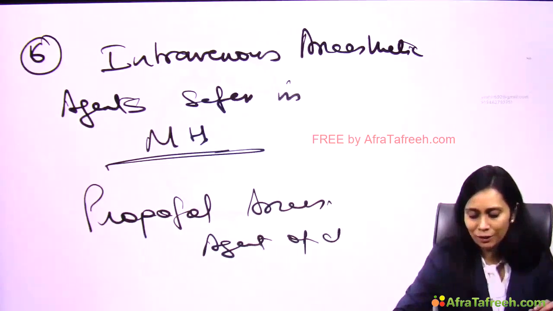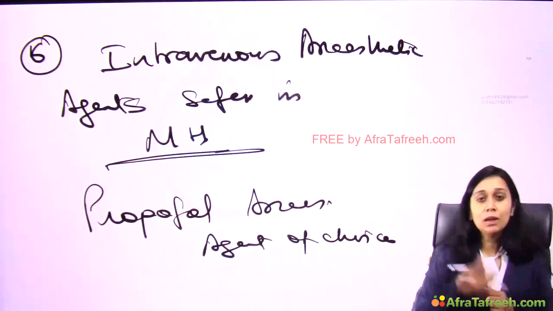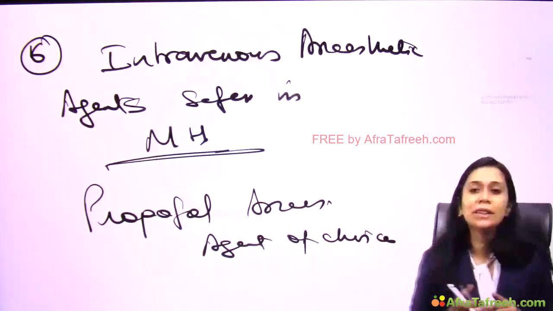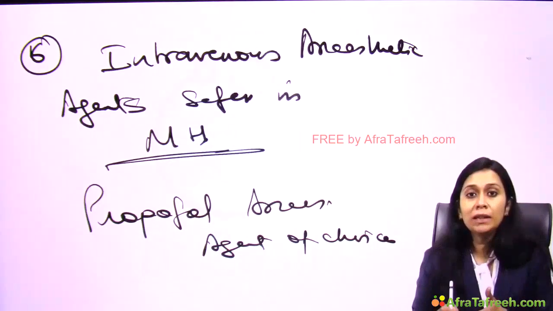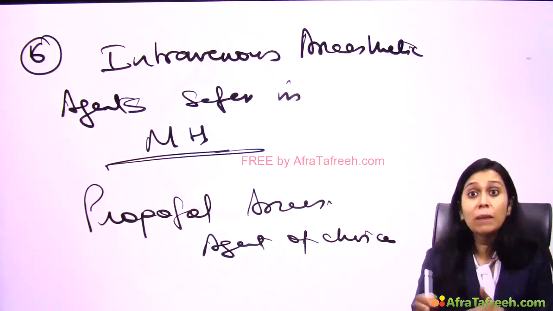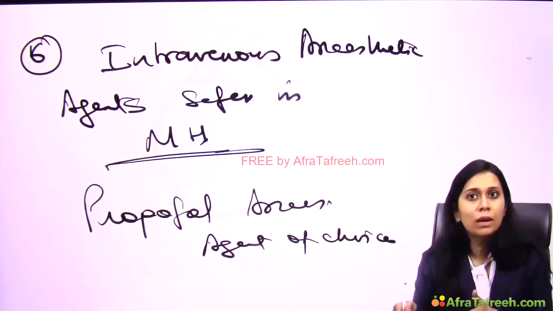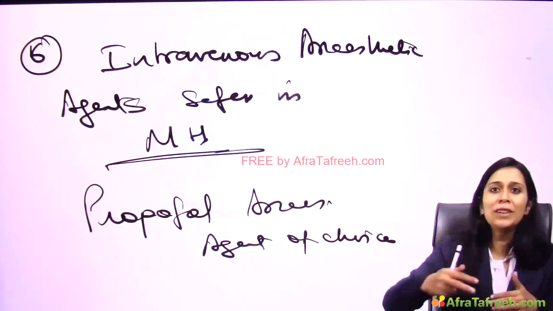Now one very simple mistake which students make: if they ask the drug of choice for managing malignant hypothermia, the answer is dantrolene. If the question asks which anesthetic agent to use in a patient with the malignant hypothermic gene, then the answer is propofol. Propofol is not a drug to treat malignant hypothermia. It is the agent of choice for anesthesia in a patient with a history of malignant hypothermia or with this gene already diagnosed. Got my point? This is all about malignant hypothermia.